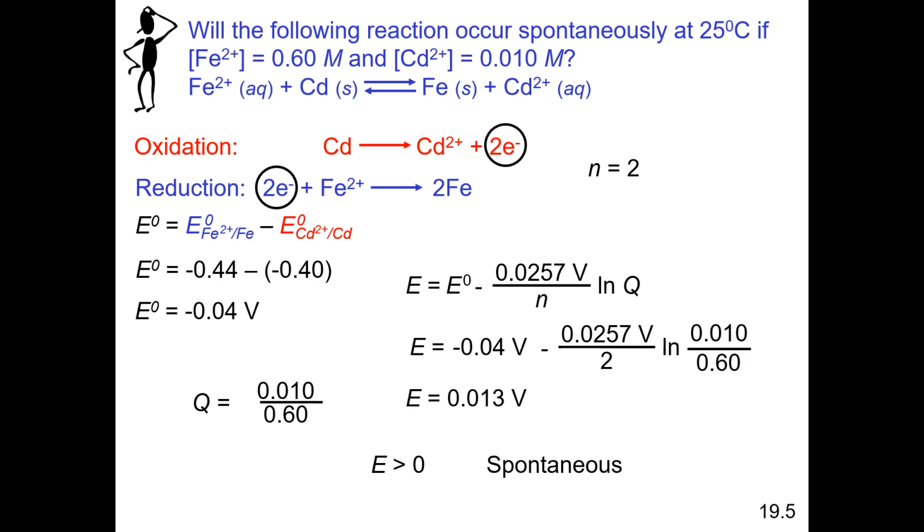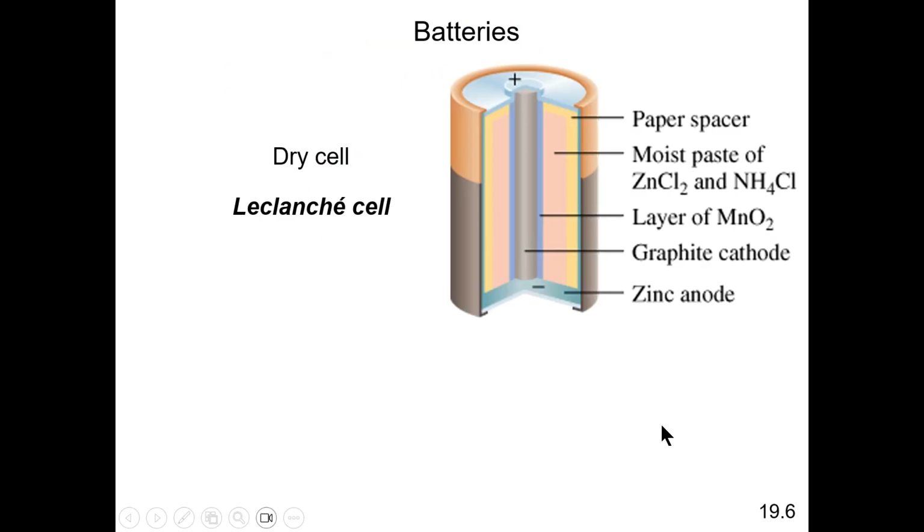All right, so we're going to stop here for today. And the next thing we're going to talk about, we're going to go through some examples of actual cells or batteries that are used to produce electric current. And then we move to some other things as well, such as electrolysis, which is the other type of electrochemical process that we'll be concerned with in this chapter.